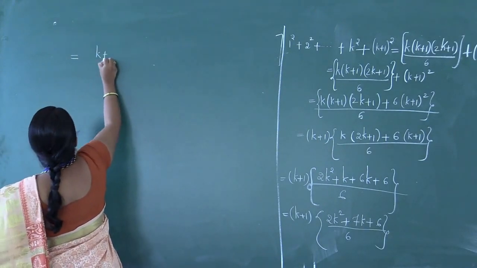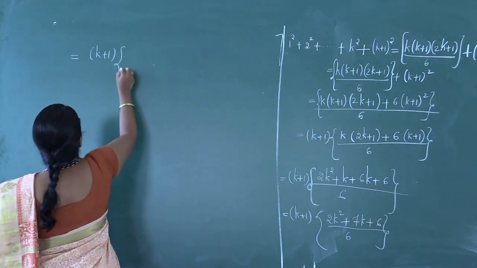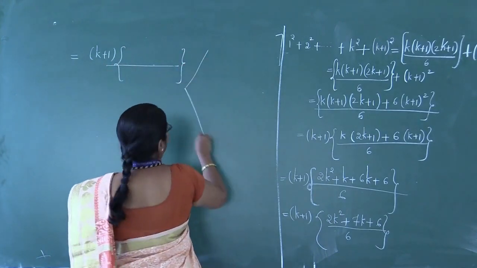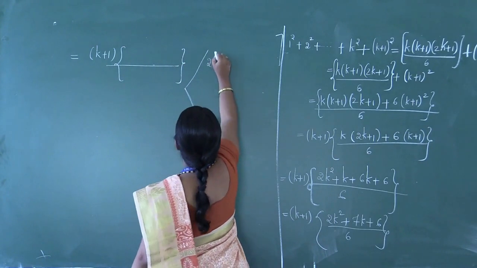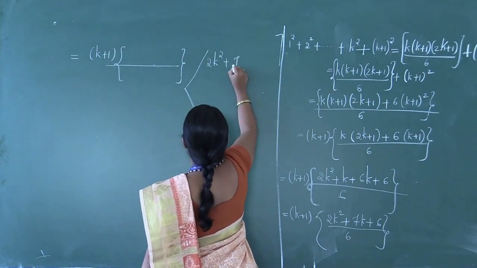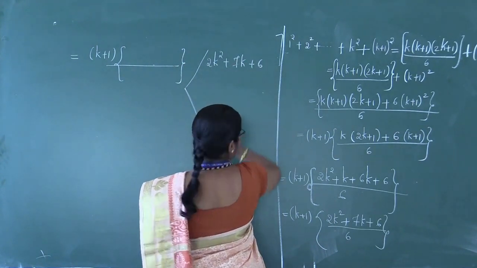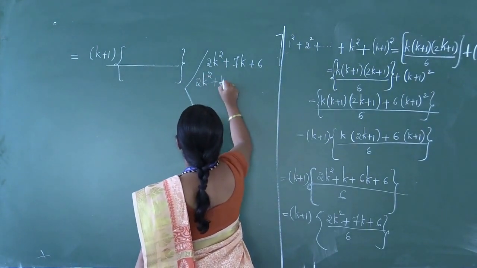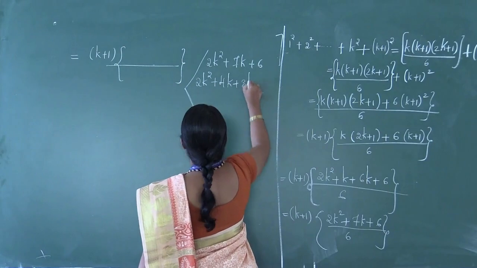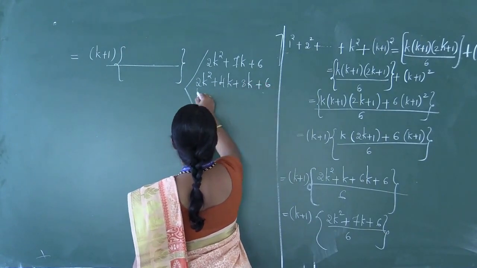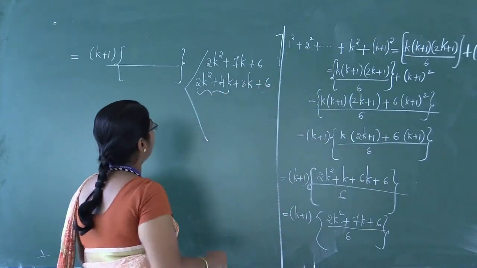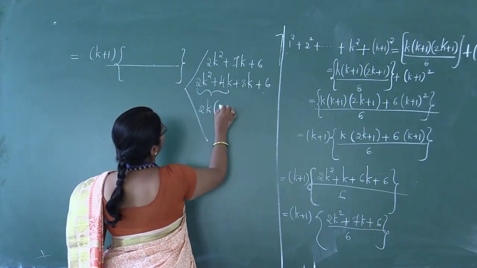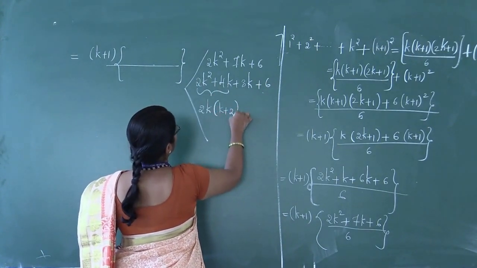K plus 1 I will rewrite as it is. Now, this is the working column part. 2K square plus 7K plus 6. Factorize: 2K square plus 4K plus 3K plus 6. What is common here? 2K. So I can take 2K as common. What is left out? K plus 2.